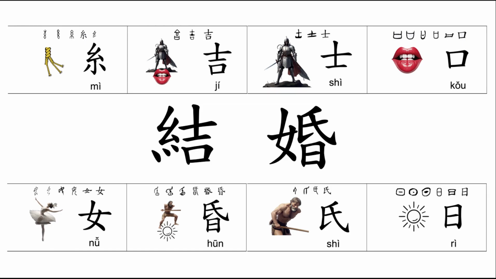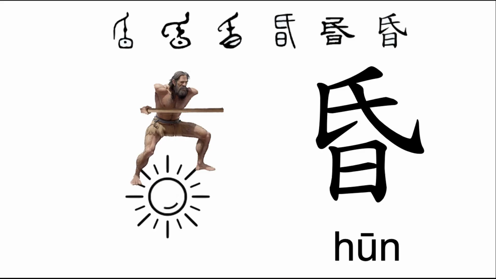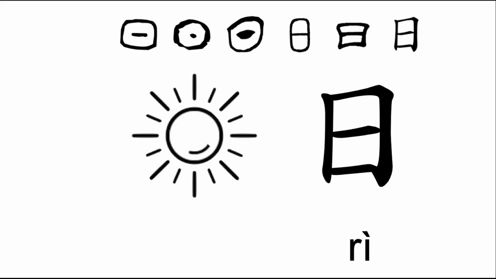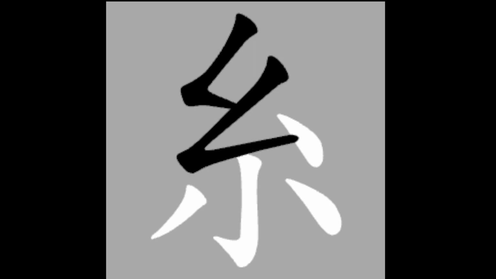Here are some practice exercises for the radicals that are components of the character 结婚, which means marriage. These radicals are 糸, 吉, 士, 口, 女, 昏, 氏, and 日. You can review these radicals and their meanings in our previous episodes to better understand their roles in 结婚. Now, let's dive into practicing how to write these characters. 糸: This radical means silk and is related to textiles. Practice writing this radical to enhance your recognition.